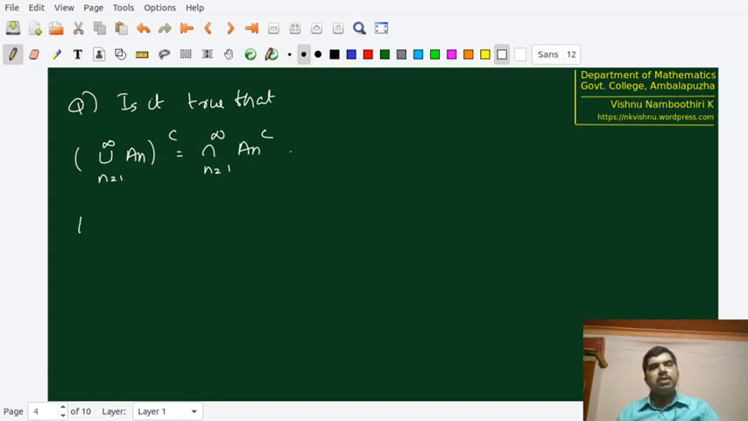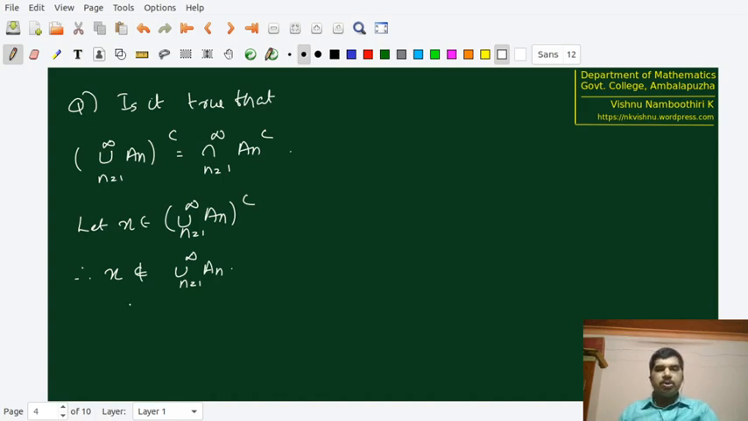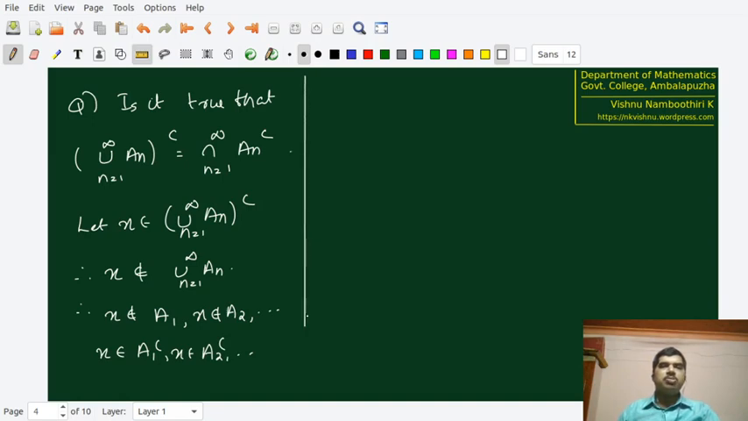So choose an element. Let x belong to the complement of the union over n equal to 1 to infinity of An. What is the meaning of this? Therefore x is not in the union over n equal to 1 to infinity of An. That means x is not in any of these sets. Therefore x is not in A1, x is not in A2, etc. That means x is in A1 complement, x is in A2 complement, etc. Therefore if x is in all these sets, x must be there in the intersection also. Therefore x belongs to the intersection over n equal to 1 to infinity of An complement.